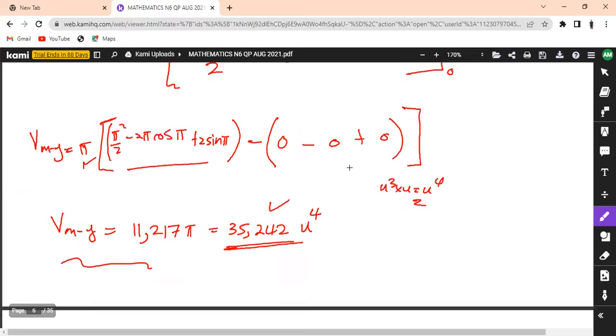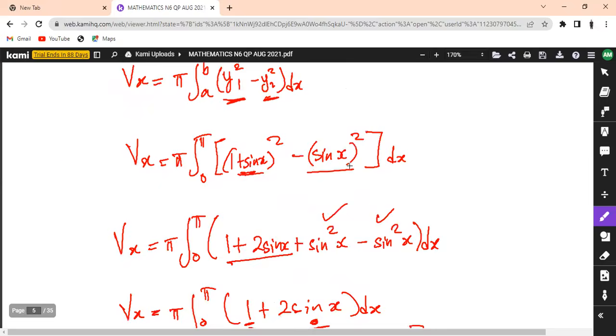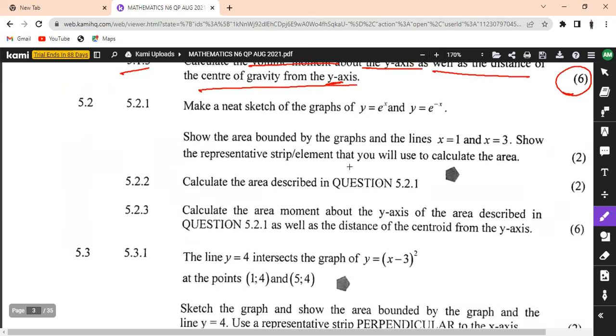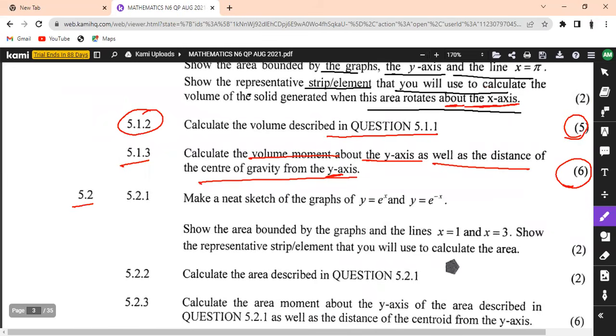All right, let's see another item, which is 5.2. Make a neat sketch of the graphs y is equal to e to the exponent of x and y is equal to e to the exponent of minus x. Show the area bounded by the graphs and the lines x is equal to 1 and x is equal to 3. So that is in between these values.